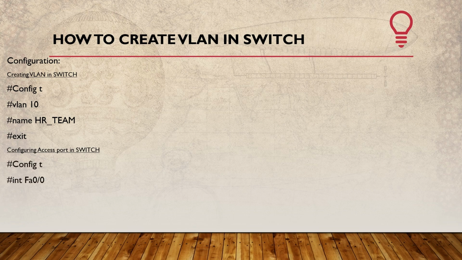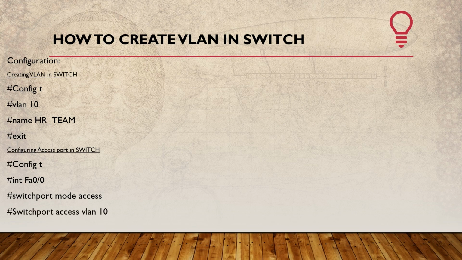Config mode. Go to the particular interface FA 0/0, and then we need to define a mode. Now we are going to define an access port: switchport mode access. If you want to define a trunk, you have to use the command switchport mode trunk. Now we are going to configure an access port, so switchport mode access.